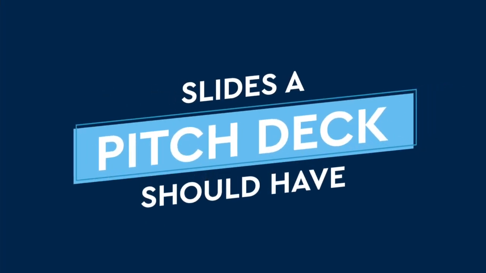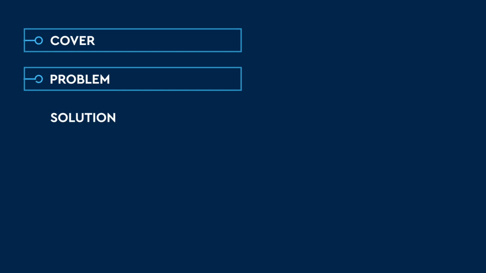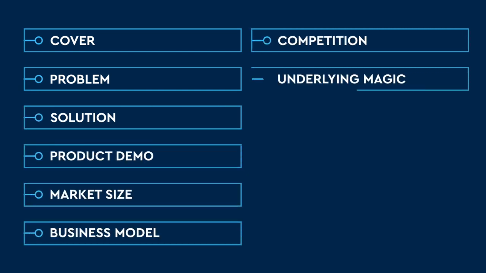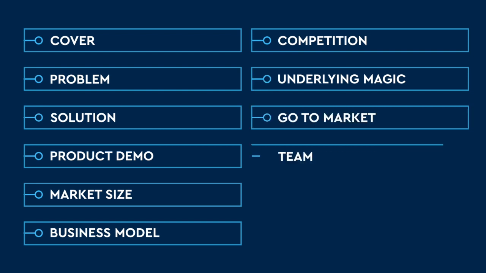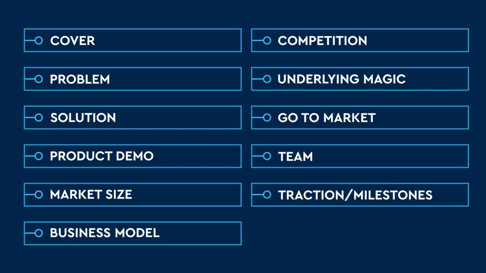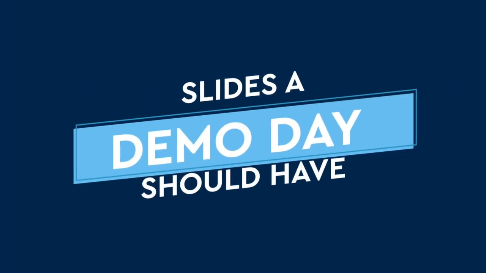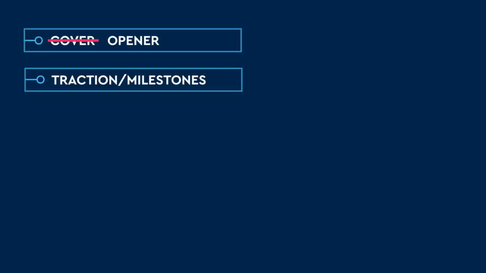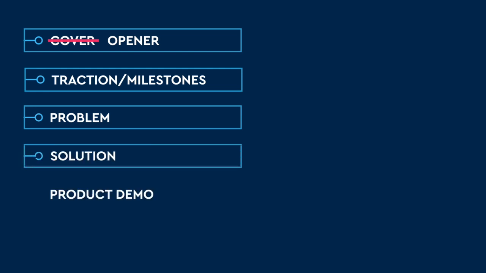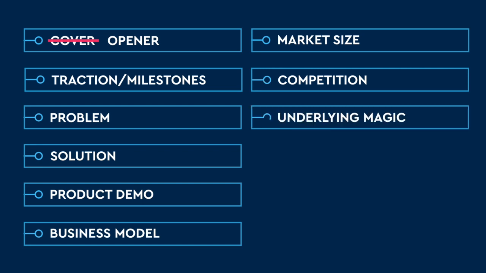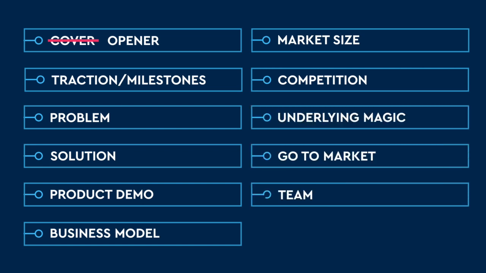This is, in order, the slides that a pitch deck should have: a cover, a problem, a solution, a product demo, a market size, a business model, competition, underlying magic, your go-to-market slide, a team slide, a traction or milestone slide, and a fundraising information slide. And this is how you should rearrange those slides for a demo day pitch. You have your cover, your traction or milestone slides come second, then your problem, solution, product demo, business model, market size, competition, underlying magic, go-to-market, and finally your team slide.